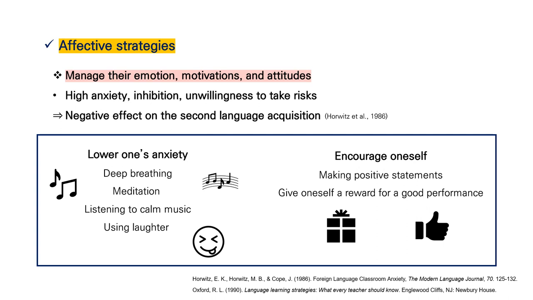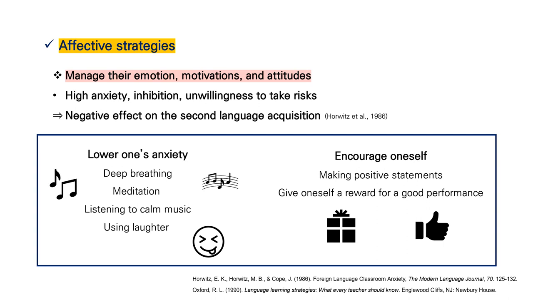The next strategies are affective strategies, which enable learners to manage their emotions, motivations, and attitudes. A high level of anxiety, inhibition, and unwillingness to take risks have a negative effect on second language acquisition. Affective strategies are very crucial for language learning because they allow learners to have control over those affective factors.